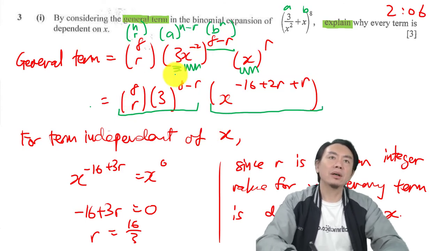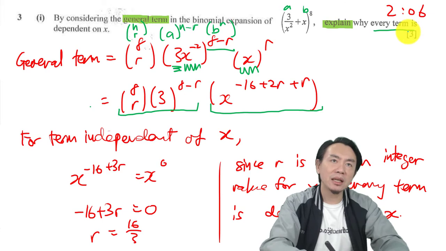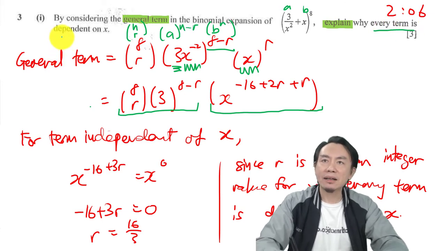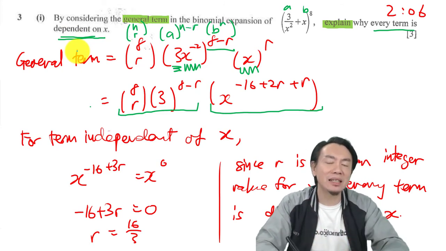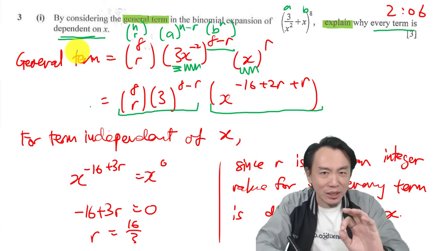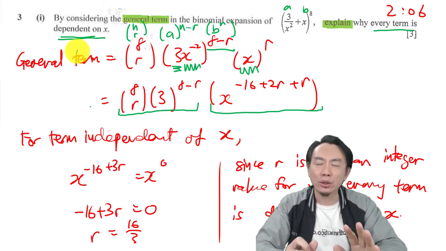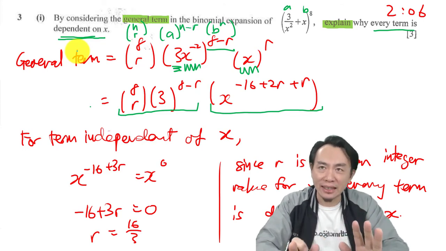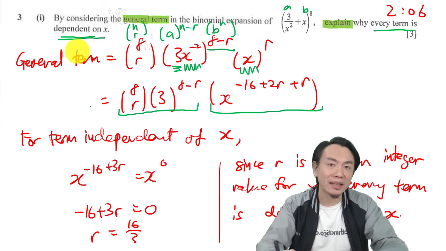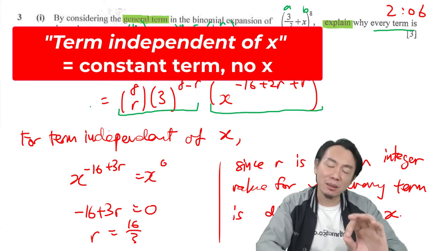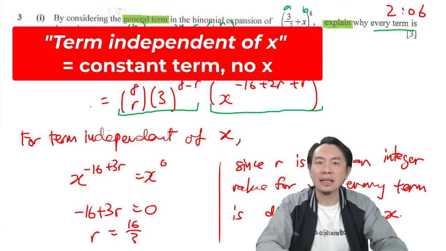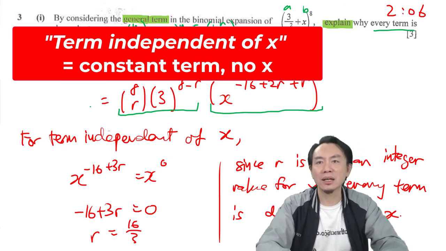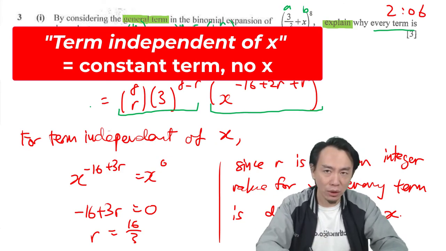Now, very simple. The next thing we look at would be, why is every term dependent on x? Now, this is where the twist comes in. It's actually just a very slight twist in the question. I don't see any question phrased like this talking about term dependent on x. Well, we learned about terms independent of x. That means in this term, it's just a constant term. There is no x to the power of something, or you can say that it's x to the power of 0.